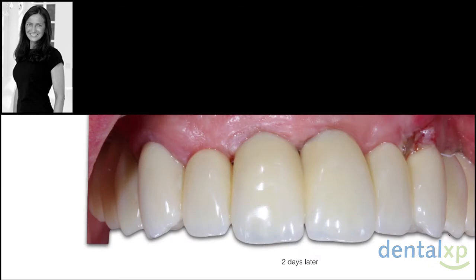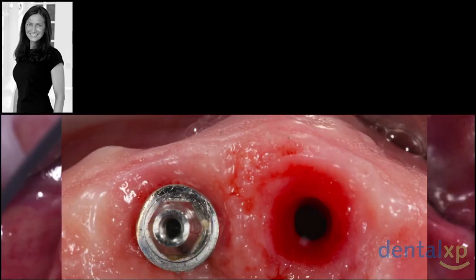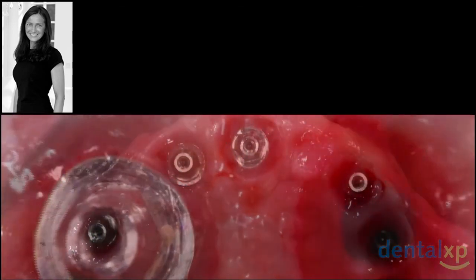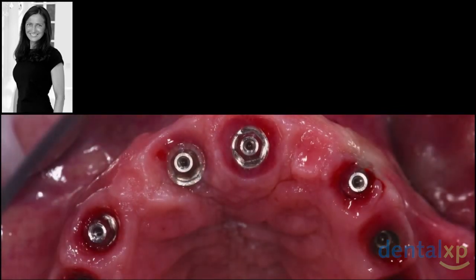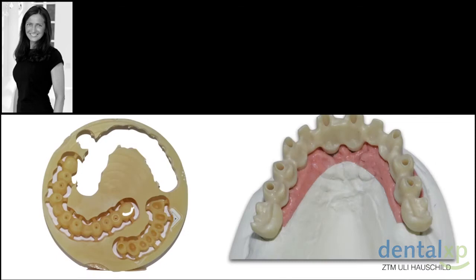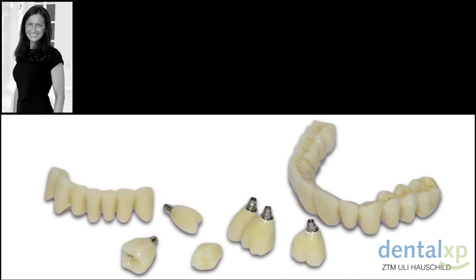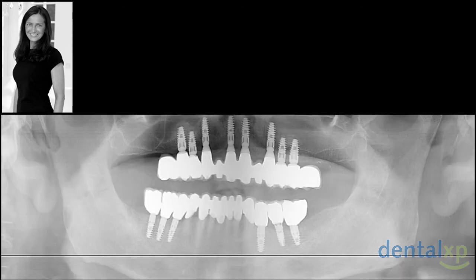Now, this is how he looks two days later. After 4 months, we have a nice situation of the soft tissue, of the abutments. We do the impression and the zirconia frame with Emax ceramic work will be done. And this is the final result.